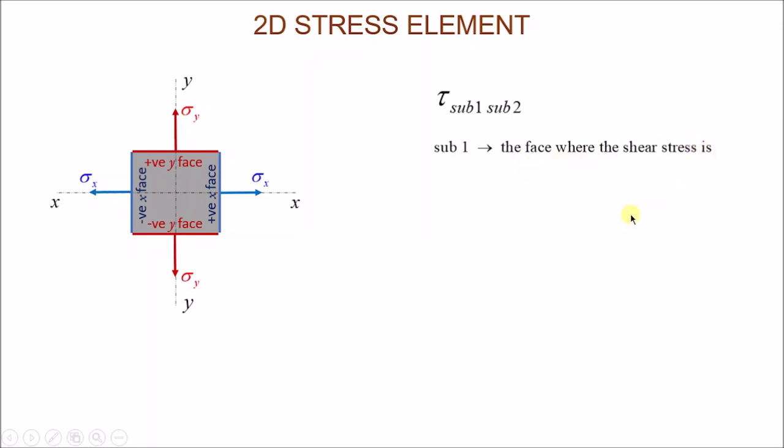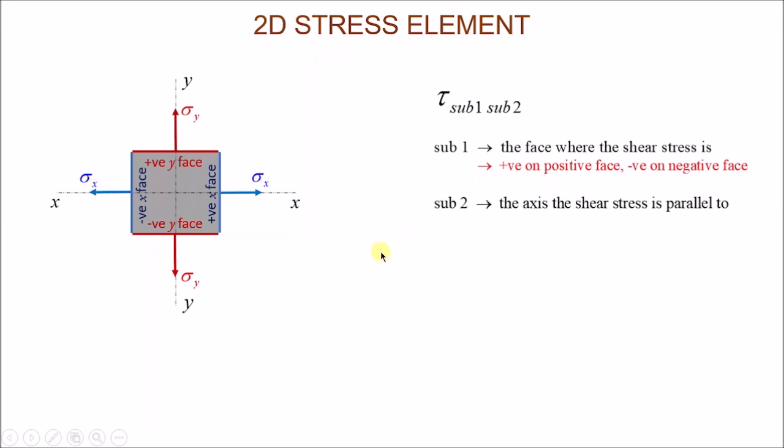And if you want to know what will be the sign of subscript 1, then you will look at whether the face is positive or negative. So for instance here, the sign of the subscript will be negative, okay? The face is an X face, and the sign of the subscript, if the shear stress was here, will be a negative sign, because this face is a negative face, okay? And subscript 2 is referring to the axis the shear stress is parallel to.